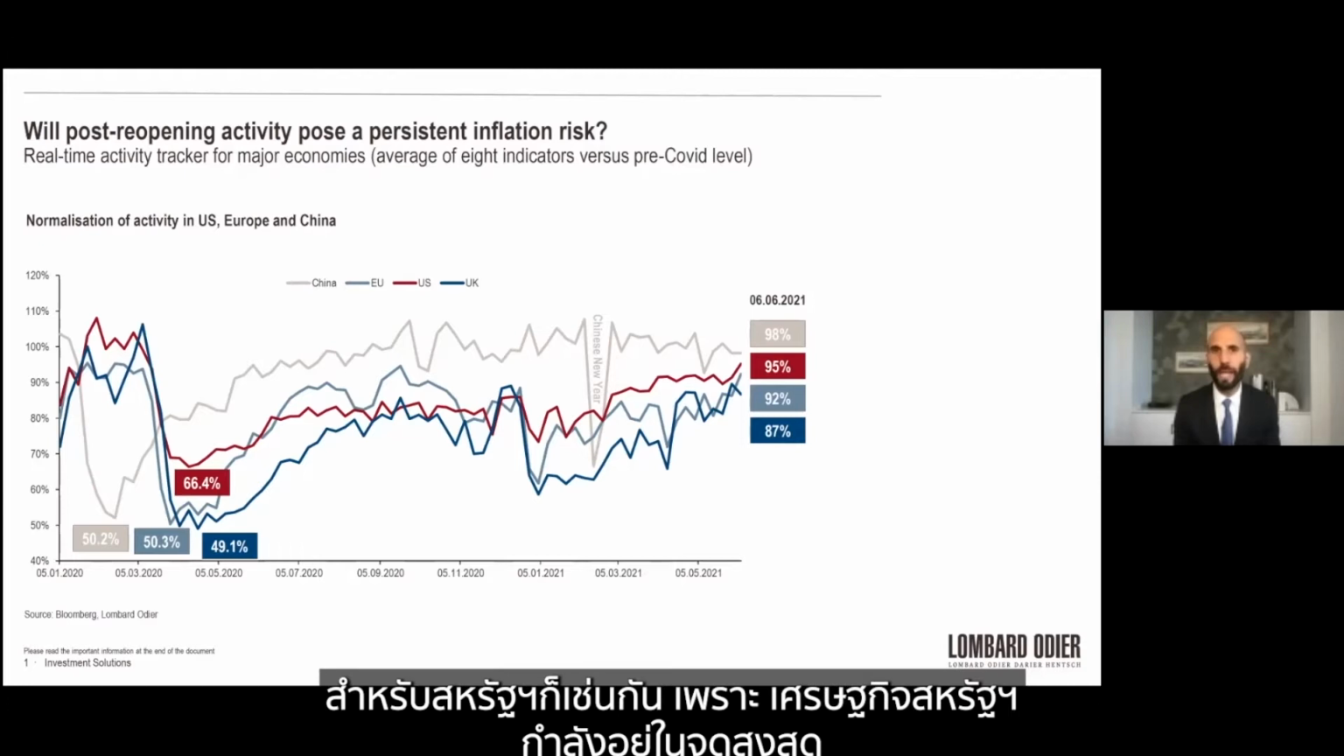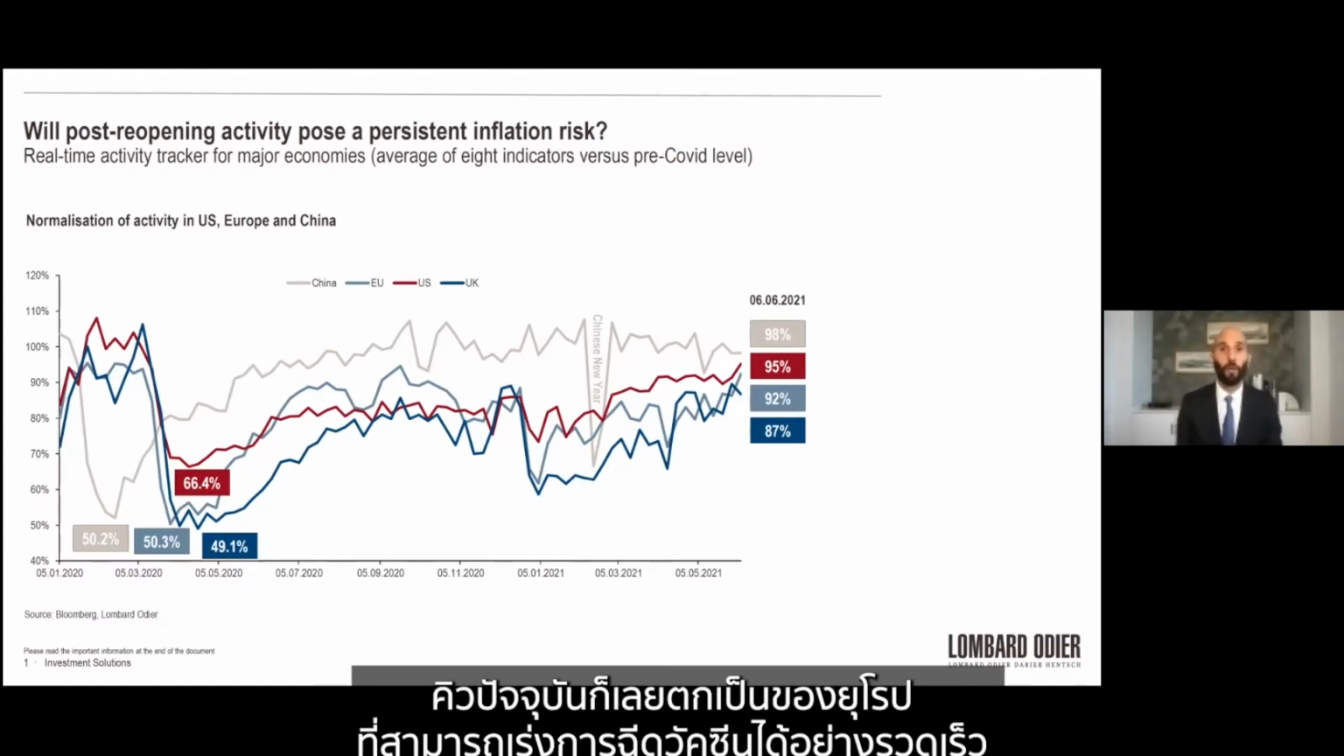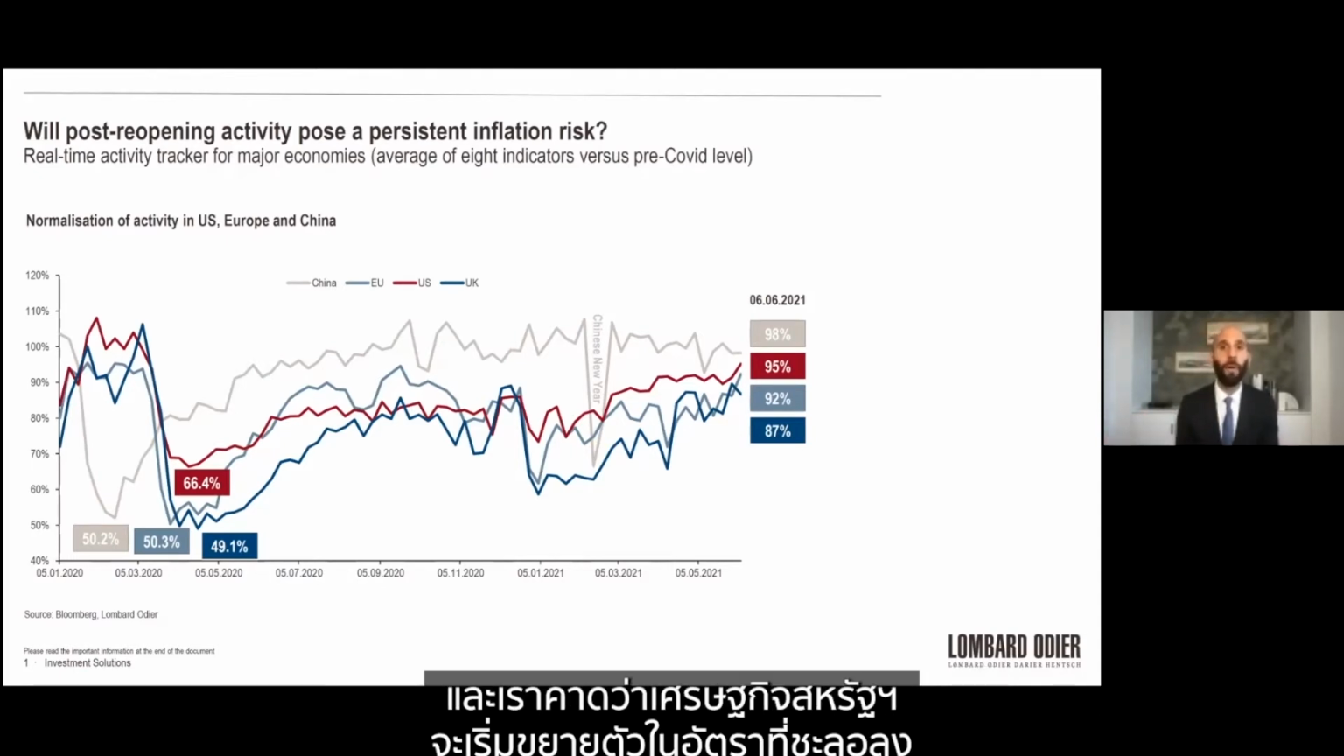It will be the same for the US as well, right? The US is now reaching close to peak performance, and we do expect the US recovery to continue, but maybe not at such a strong pace. So it's really about Europe now.